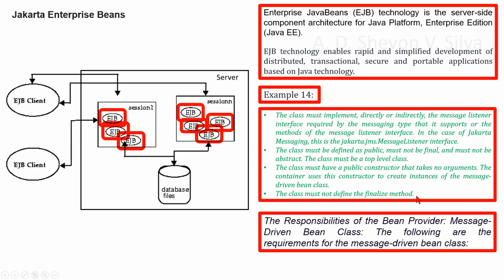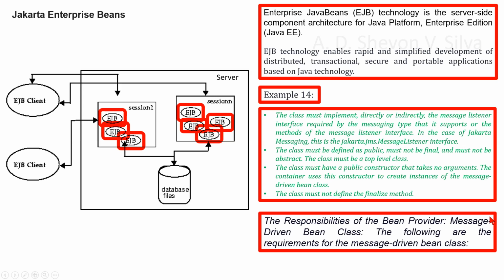Optionally, the class may implement, directly or indirectly, the jakarta.ejb.MessageDrivenBean interface. The class may implement, directly or indirectly, the jakarta.ejb.TimedObject interface. The class may implement the ejbCreate method. The class may have an additional constructor annotated with the Inject annotation.